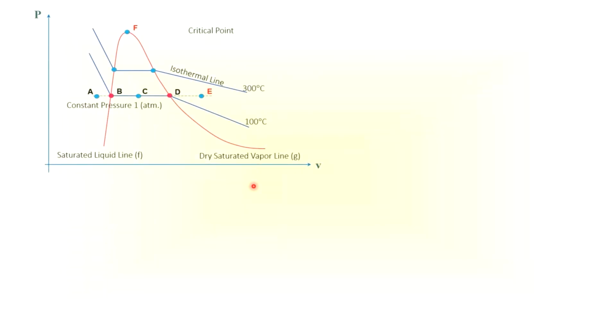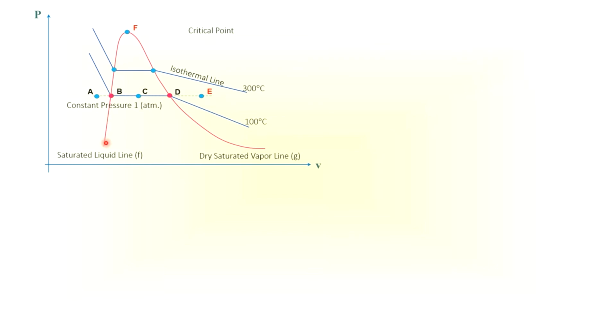So now, this is your PV diagram. What we have just now is A, compressed liquid. Now we are looking at a constant pressure, constant 1 atmosphere. On this diagram, this red dome, D-O-M-E, is known as the saturation dome.